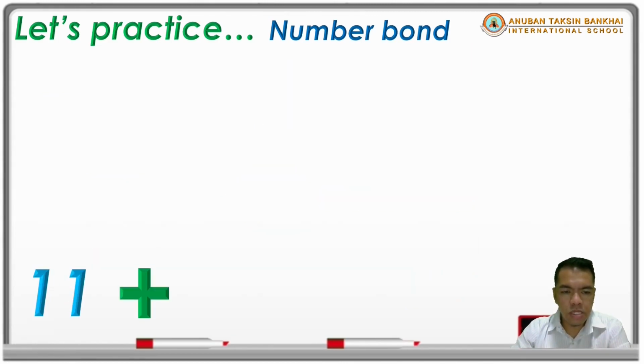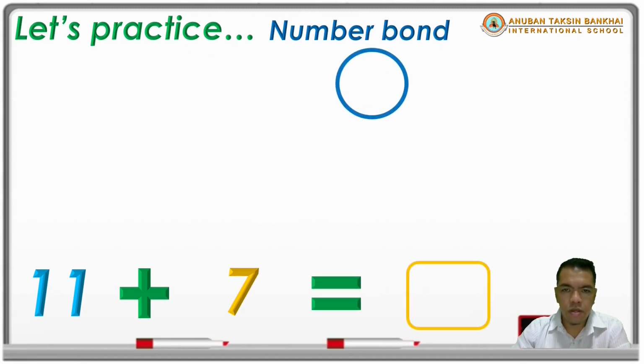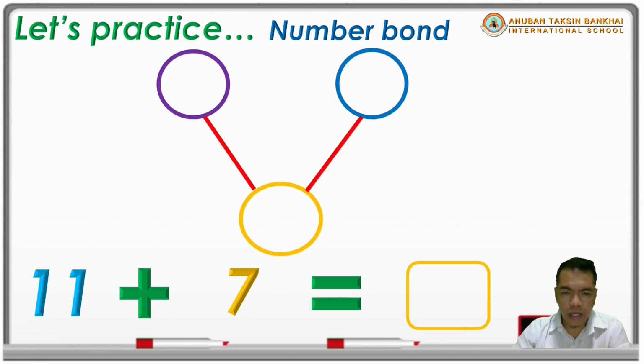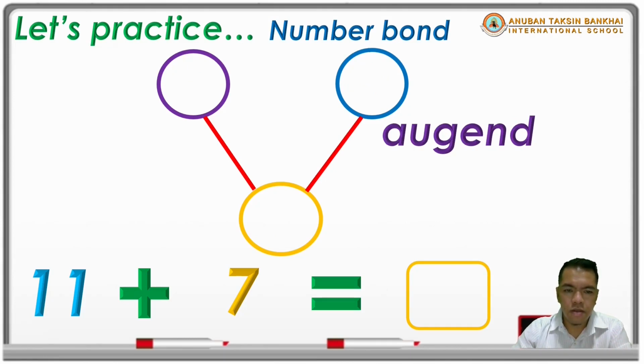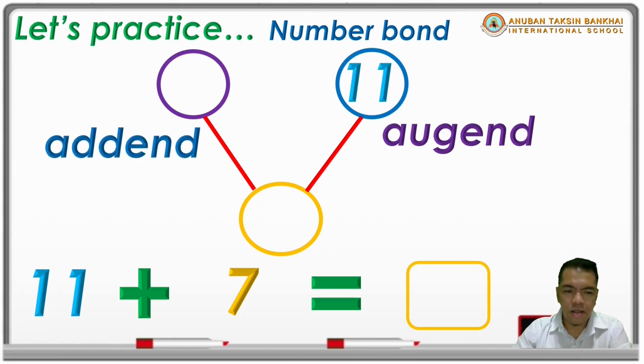11 plus 7 is equal to blank. Let's draw our two parts and a whole with two lines. Let's write first our origin. What's our origin? Okay, 11. Then our addend. What's our addend? Is it 11 or 7? Great, 7. 7 and 11 makes how many?